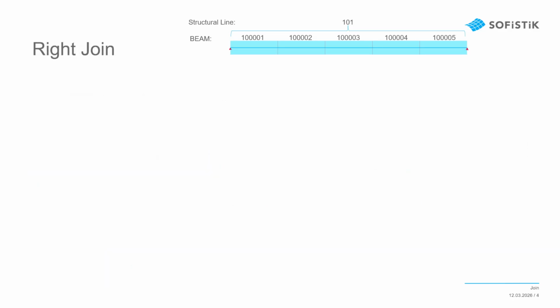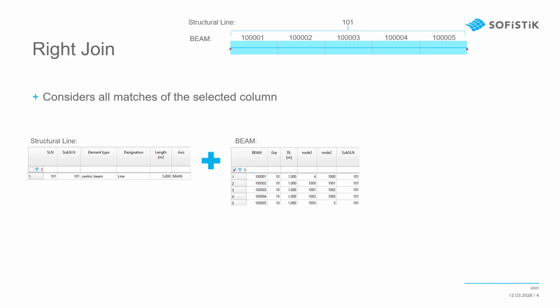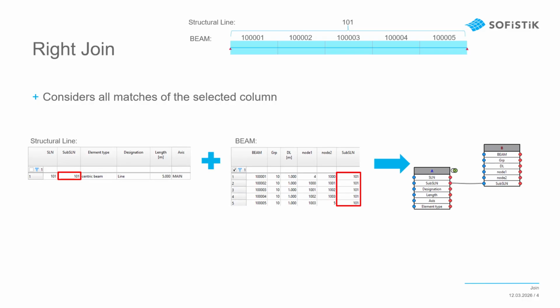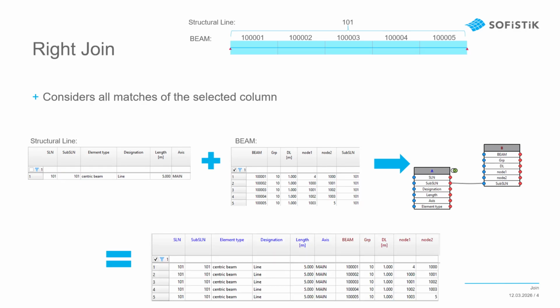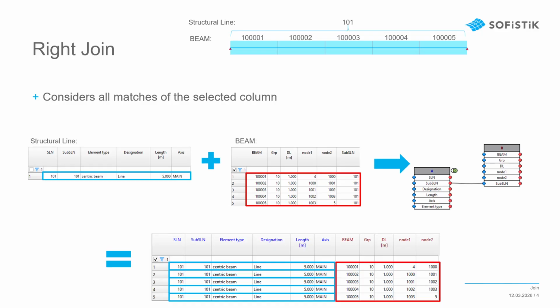On the other hand, if we now use the right join, the second option, this one will try to match every single match of the source with the target table, meaning that not only one beam element will be matched, but all of them that consequently have the sub-SLN number of 101. As we can see it here, we now have 5 entries, and the source table will be repeated in the final table with the right join option. So all the matches will be considered.